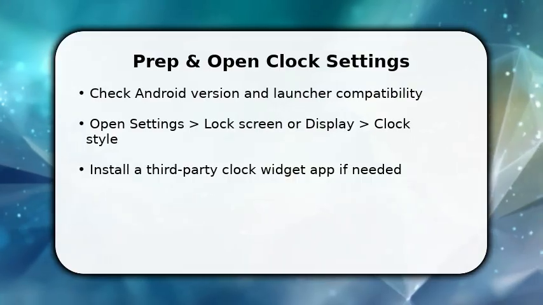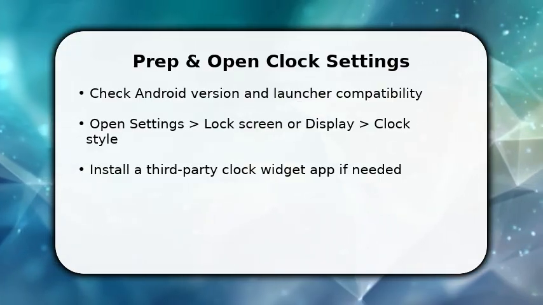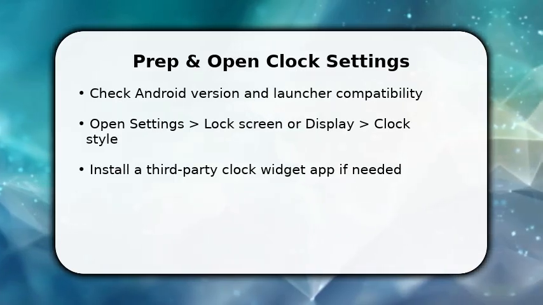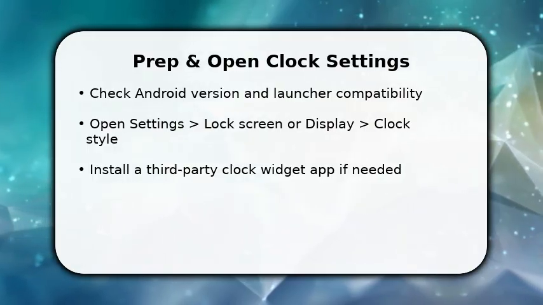You start by confirming your Android version and launcher. Because options vary by phone, this prevents wasted steps. Next, open Settings and go to Lock Screen or Display, then tap Clock Style. This is the immediate control panel for built-in clock skins.